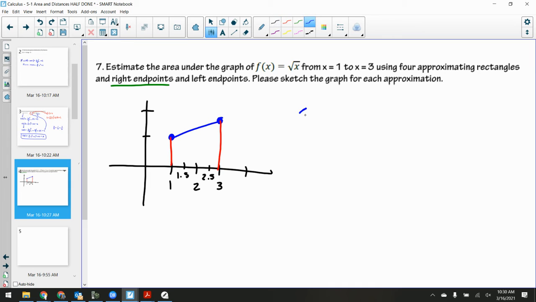You know, delta x is always going to be equal to b minus a over n, right? b minus a over n, which is 3 minus 1 over 4. So it's 2 over 4 or 0.5, which makes sense. Look at my intervals in here that I'm going to make. 0.5, 0.5, 0.5, 0.5.